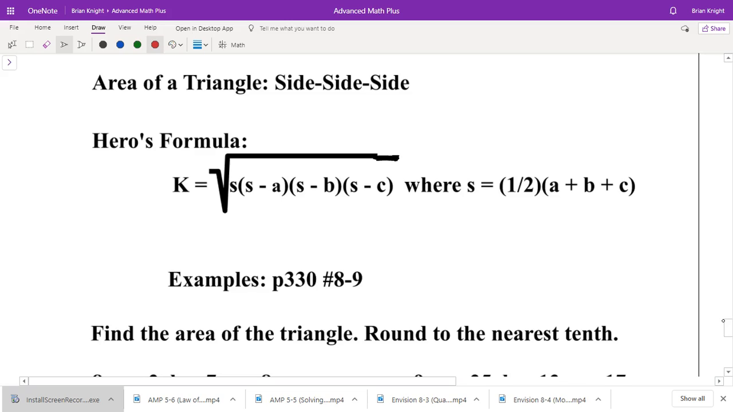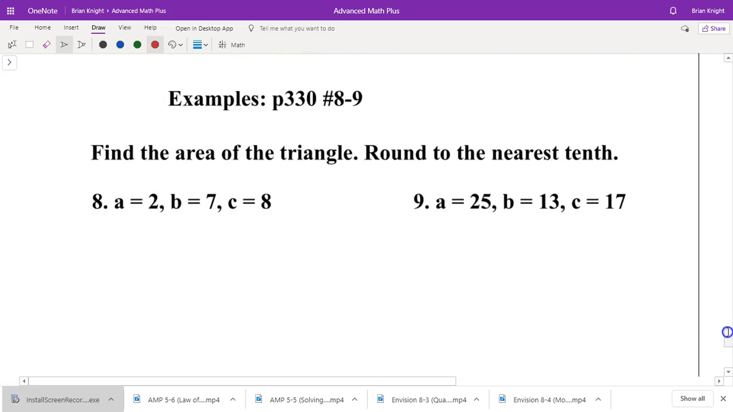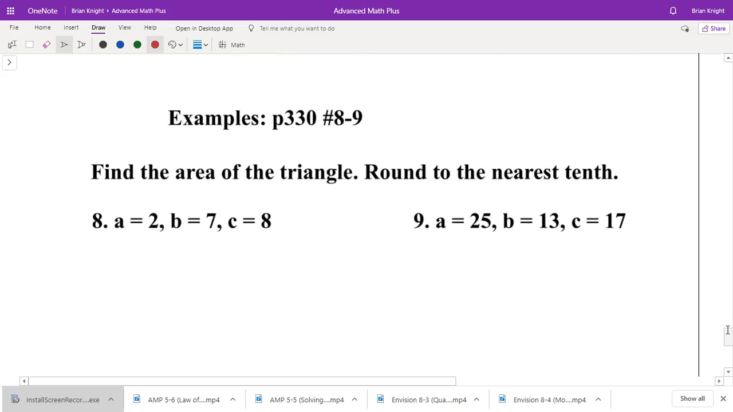I don't know why it's called Hero's formula. I'll have to research that. To do Hero's formula, A, B, and C are the sides of your triangle. But you need to know S. S is half of the perimeter. You add up all the sides and take half of it. That's S, and then you plug it in. That's not hard at all.